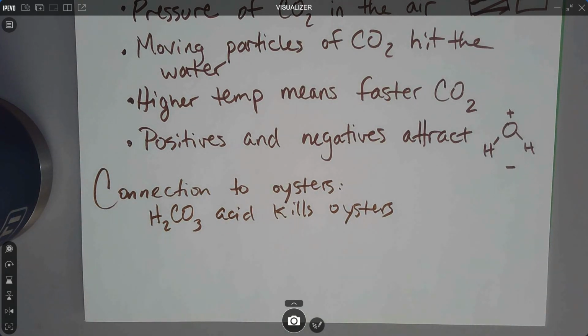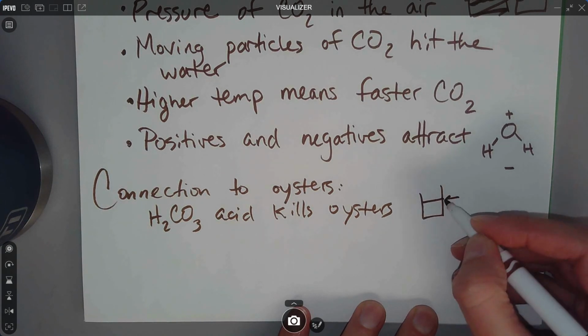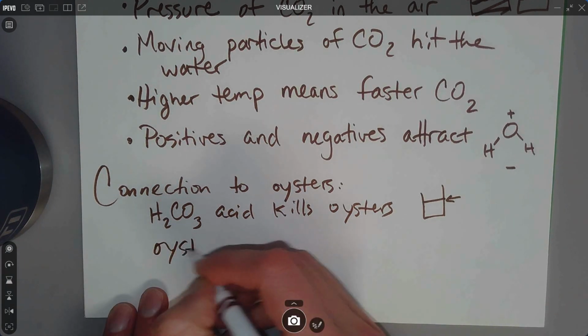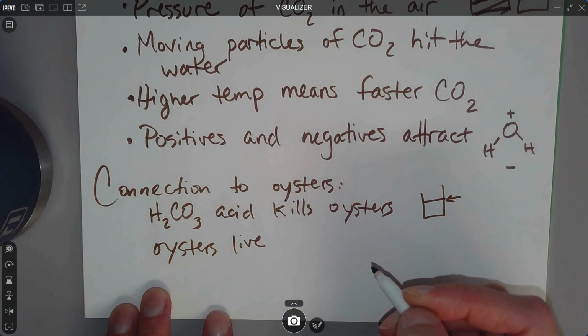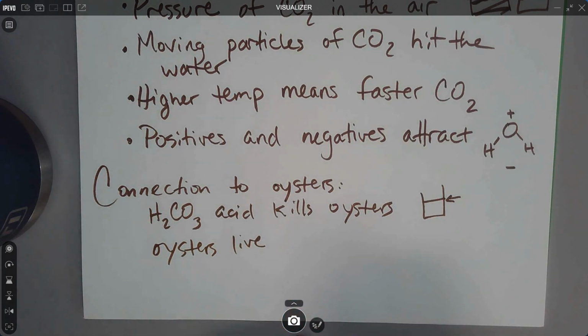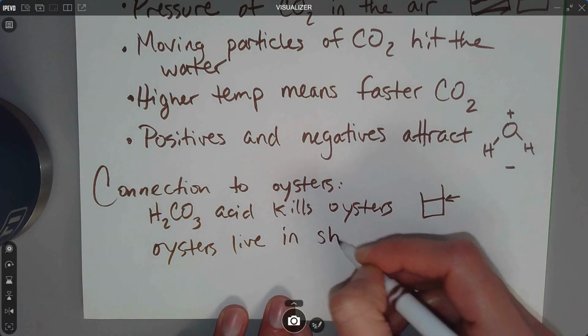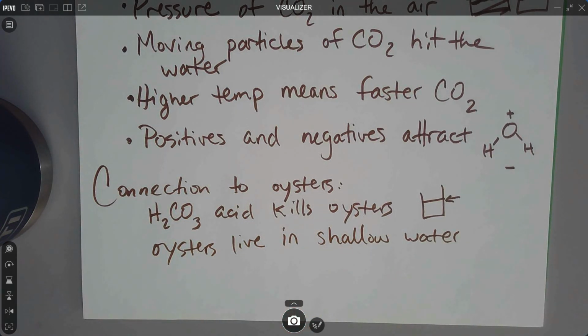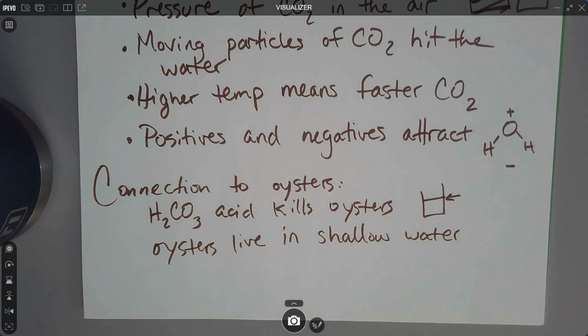Hey, several groups came up with this really interesting realization that the acid level in the cup was the highest right at the top. What connection does that have to oysters in the ocean? Where do oysters live? Near the top, in the shallow. They don't live down in the deep parts of the ocean, right? We're talking about up at the surface, where there's higher acid. Sound good? Yep. All right.